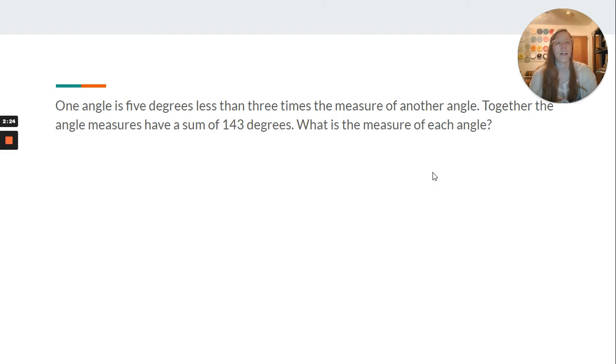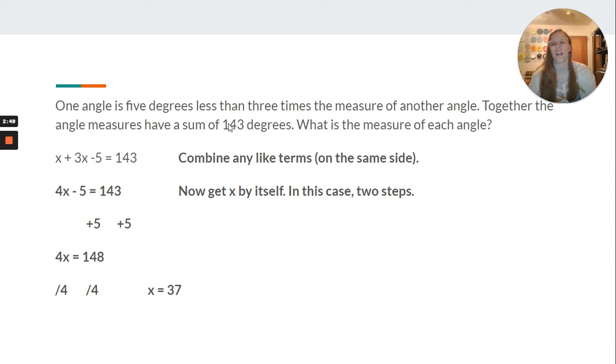So now what about writing linear equations? One angle is 5 degrees less than 3 times the measure of another angle. Together, the angle measures have a sum of 143 degrees. What is the measure of each angle? So we're going to write this in sections. So first, we know that the sum is 143. We know that x is one of the angles.